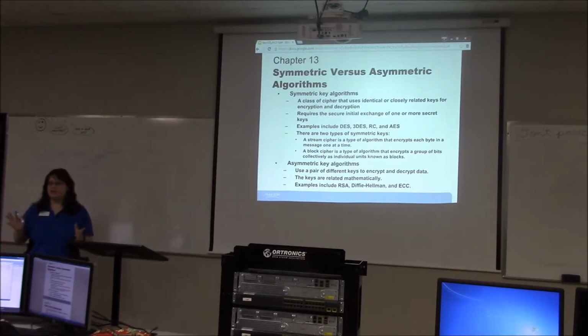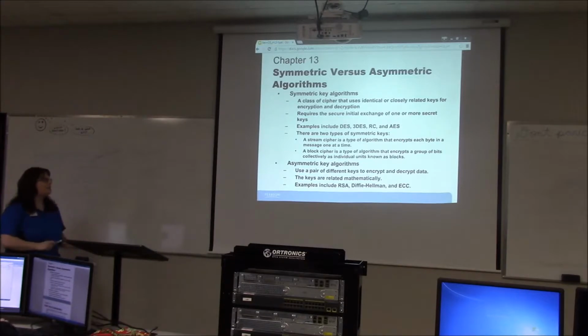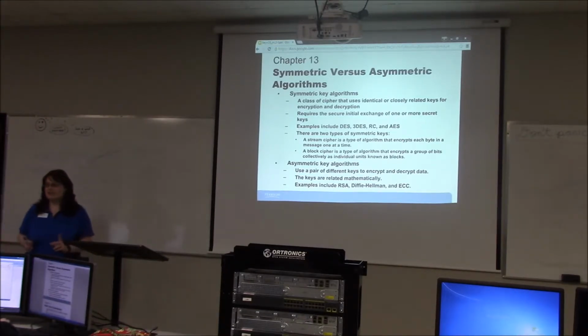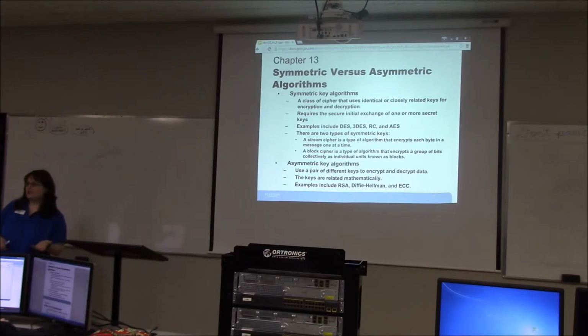Asymmetric keys are just a tiny bit more complicated. So you're going to use a pair of keys. So the private key, and then you're going to have a public key. The public key is going to be the one that's more common, it's out there. The keys are related mathematically, but you have two different keys.